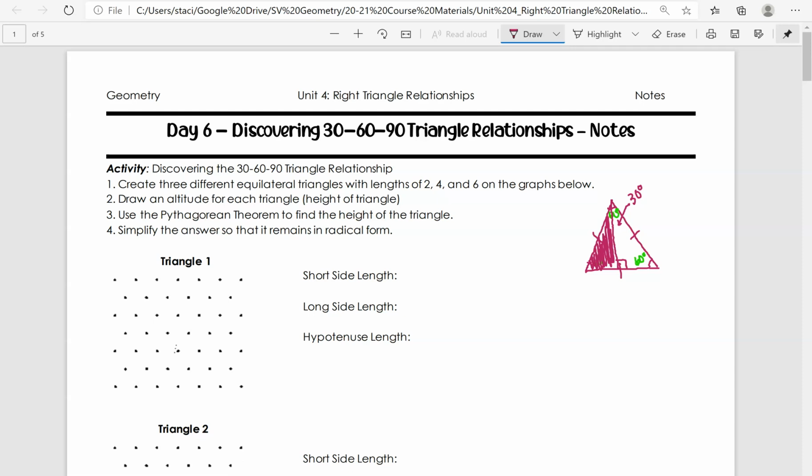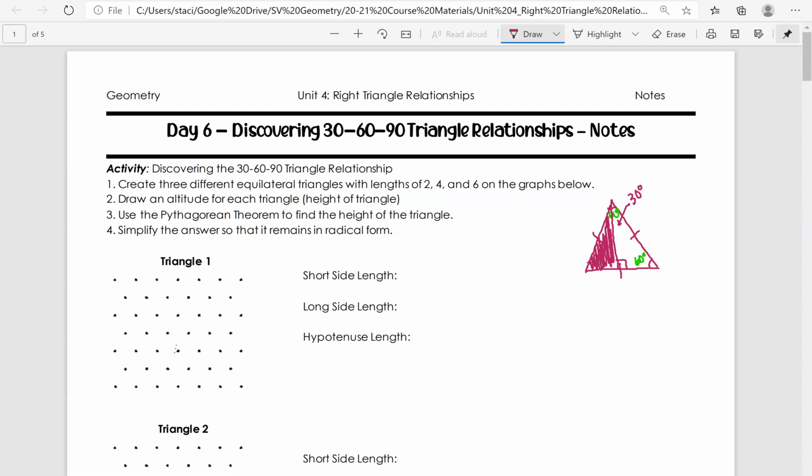So we're going to do a little exploration, very similar to what we did with 45, 45, 90 triangles, except we are going to use what we call isometric dot paper instead of graph paper. We're going to create three different equilateral triangles with lengths of 2, 4, and 6. I'm going to start with the length of 6.